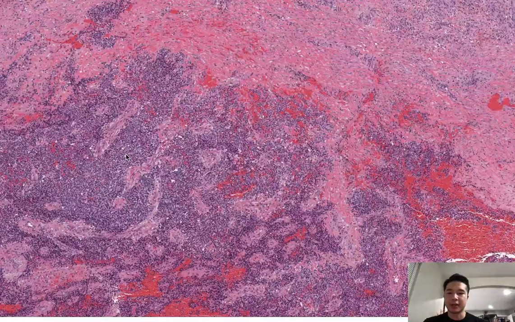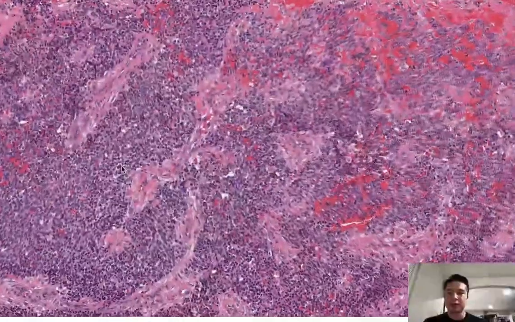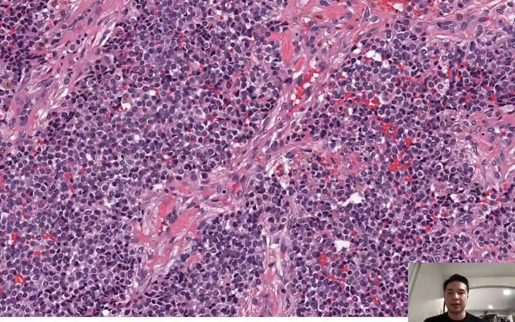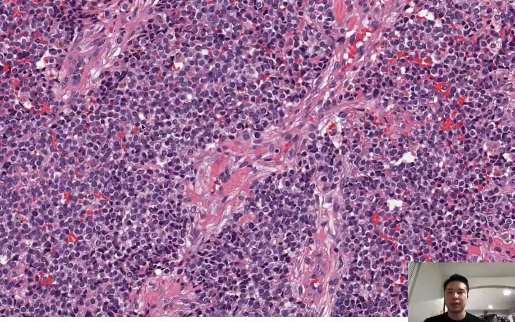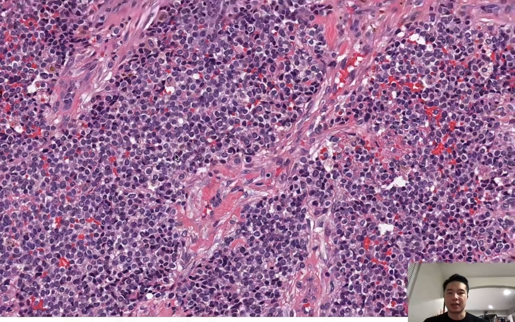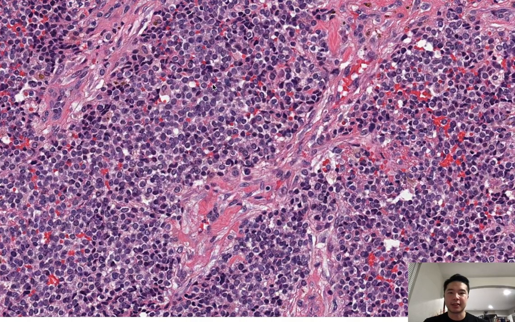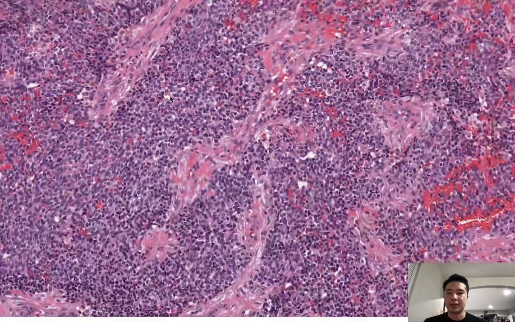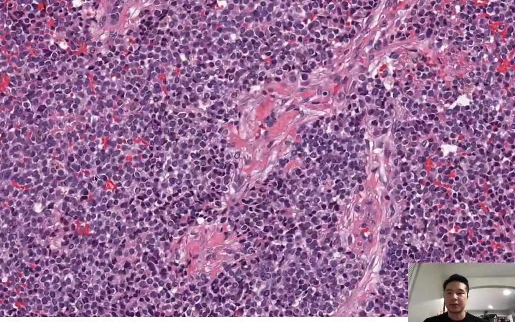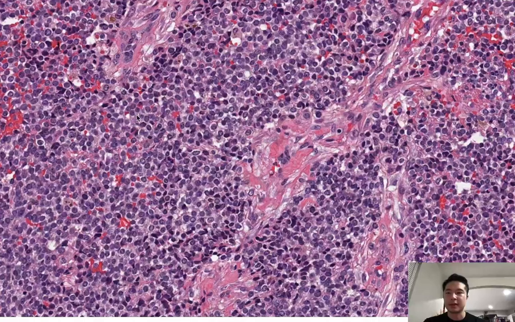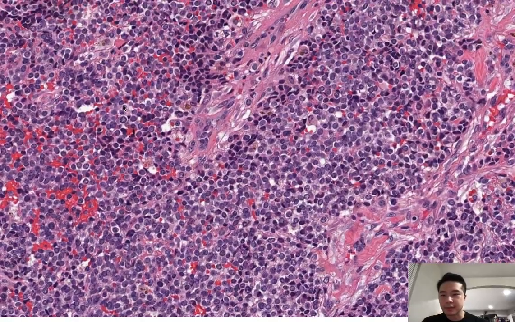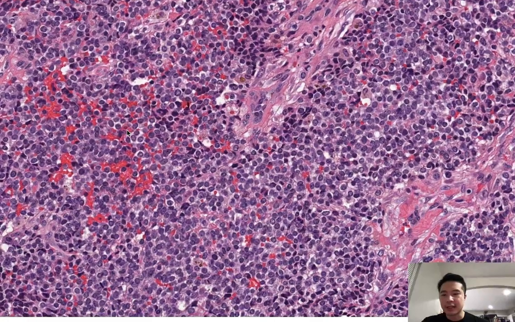They are trabeculated and solid, and looking closer, they're part of that small round blue cell differential. They're small, but maybe 1.5 to 2 times the size of a lymphocyte, and they have some inconspicuous nucleoli, maybe one nucleoli, and are pretty crowded. There's some areas with maybe mitotic activity here.